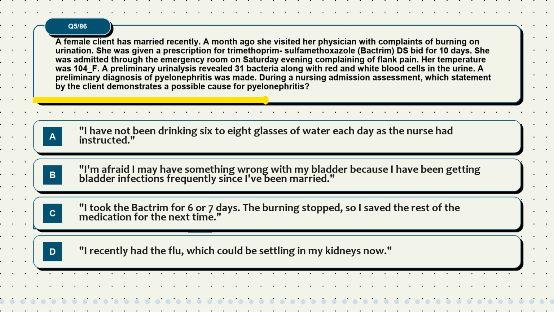During a nursing admission assessment, which statement by the client demonstrates a possible cause for pyelonephritis? Here are the options. Option A. I have not been drinking 6 to 8 glasses of water each day as the nurse had instructed. Option B. I'm afraid I may have something wrong with my bladder because I have been getting bladder infections frequently since I've been married. Option C. I took the Bactrim for 6 or 7 days. The burning stopped, so I saved the rest of the medication for the next time. Option D. I recently had the flu, which could be settling in my kidneys now.